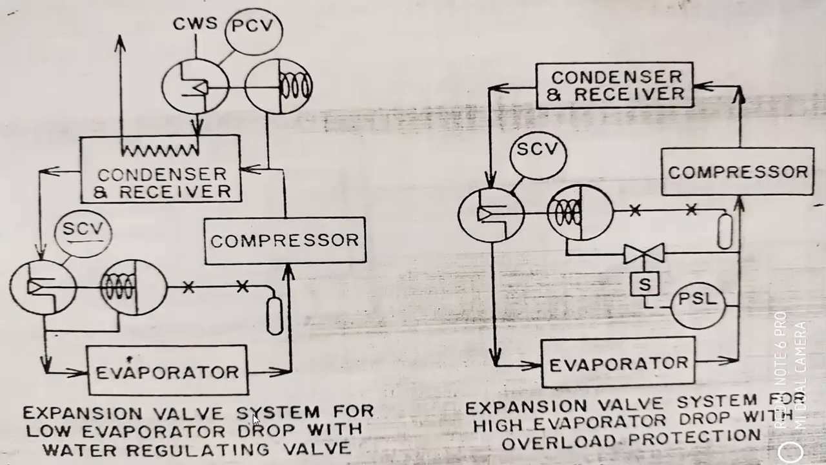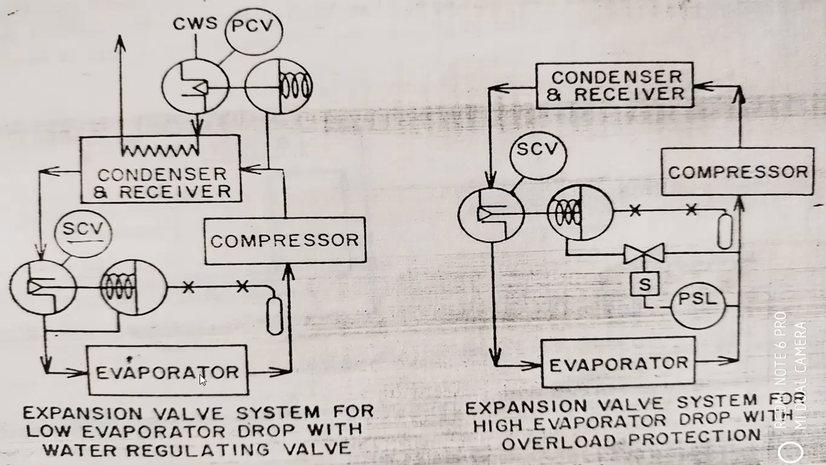Then here is an expansion valve system for low evaporator drop with a water regulating system. You have a suction control valve here. And this is a condenser receiver pressure control valve, basically for the condenser control. At the evaporator, you again have the thermostatic system, which is sensing and adjusting the suction control valve, the pressure control valve, the expansion valve. Okay, so this is another expansion valve system for high evaporator drop. This is a low evaporator drop, and this is a high evaporator drop.